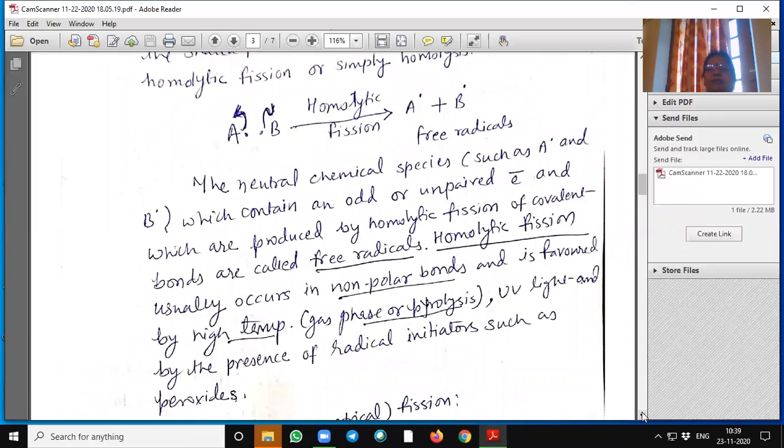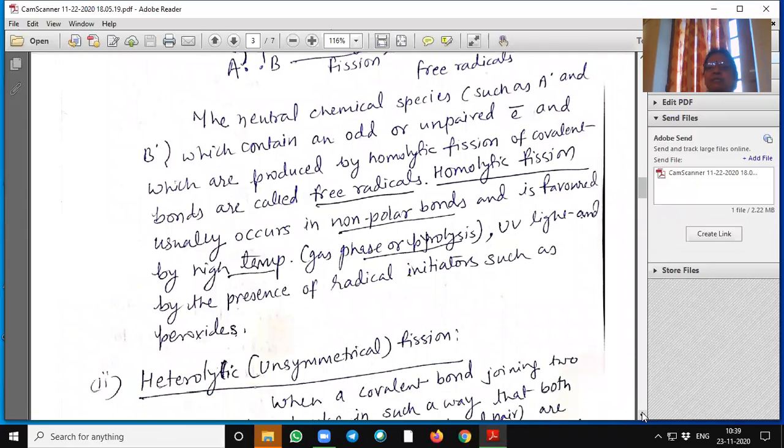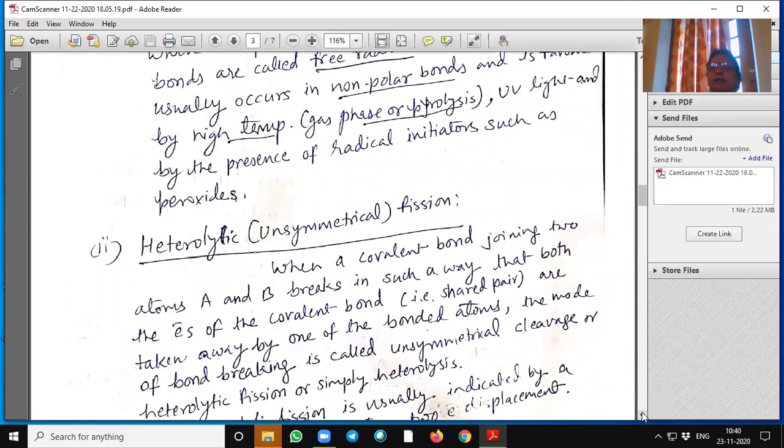Due to the homolytic fission, free radicals are obtained. The neutral chemical species such as A radical and B radical, which contain an odd or unpaired electron and which are produced by homolytic fission of covalent bonds, are called free radicals. Homolytic fission usually occurs in non-polar bonds and is favored by high temperature, gas phase or pyrolysis, UV light, and by the presence of radical initiators such as peroxides.